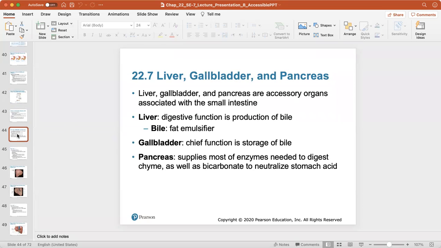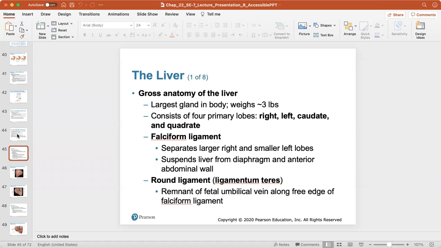The liver, gallbladder, and pancreas then are accessory organs to the GI tract. They're associated with the small intestine, and I want you to have a really good understanding of these 3 organs. The liver's main digestive function is to produce bile, and bile helps to break down fat. The main function of the gallbladder is to store the bile, and the pancreas supplies most of the enzymes needed to digest chyme, as well as bicarbonate to neutralize the stomach acid.